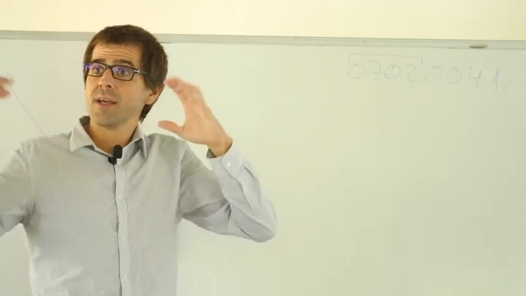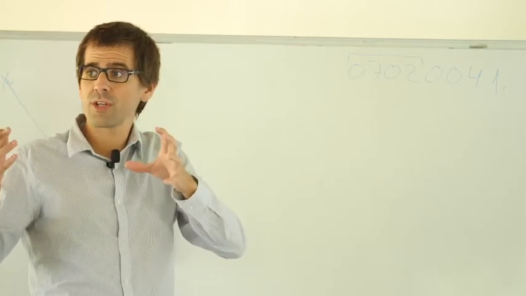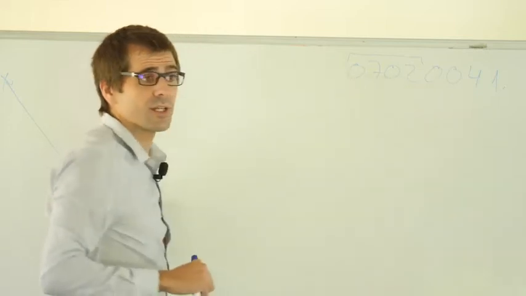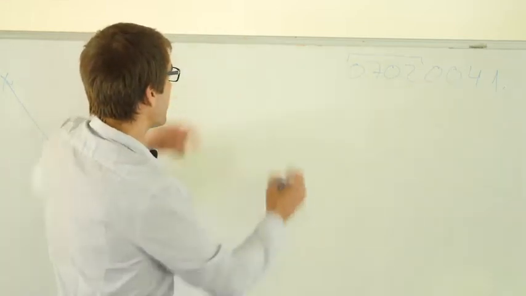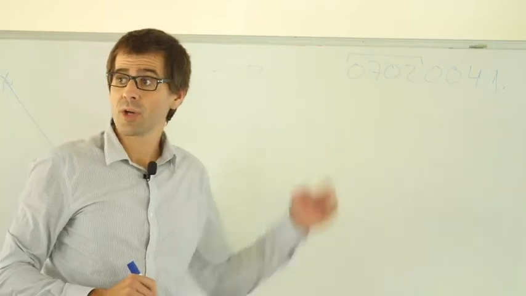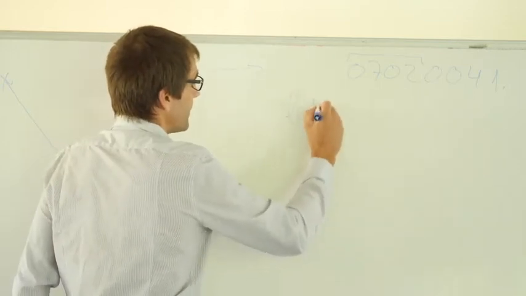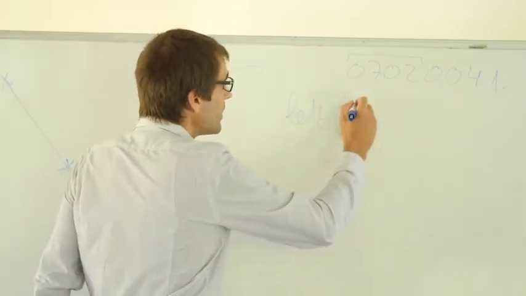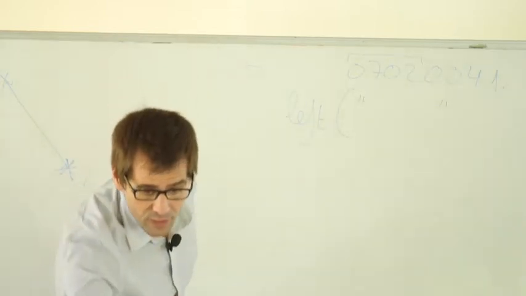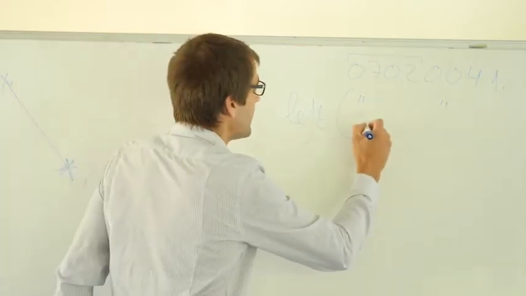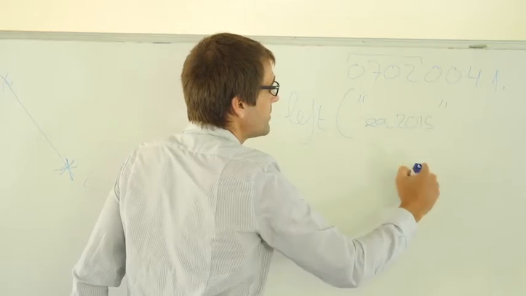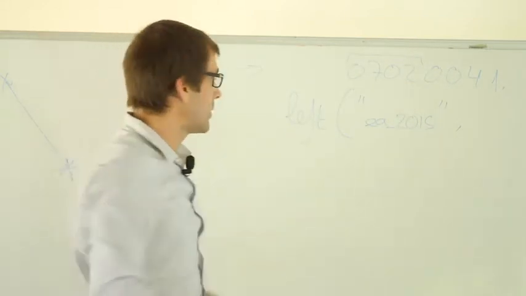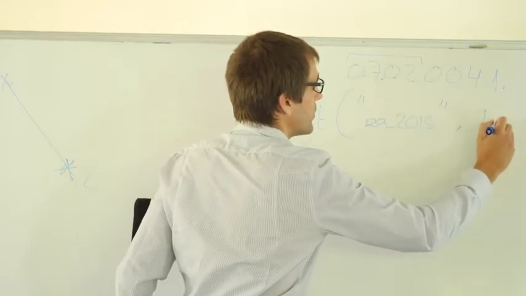So before we start with the expression, let's think about what we want to do. We want to capture the first four digits. There's a tool called left, because I'm taking the code from the left. Left, open brackets. When we add a field in the expression, we put double quotes. The field that we want to crop is EA underscore 2015, comma, how many digits do you want to grab from the EA code? 1, 2, 3, 4, 4. And we close brackets.